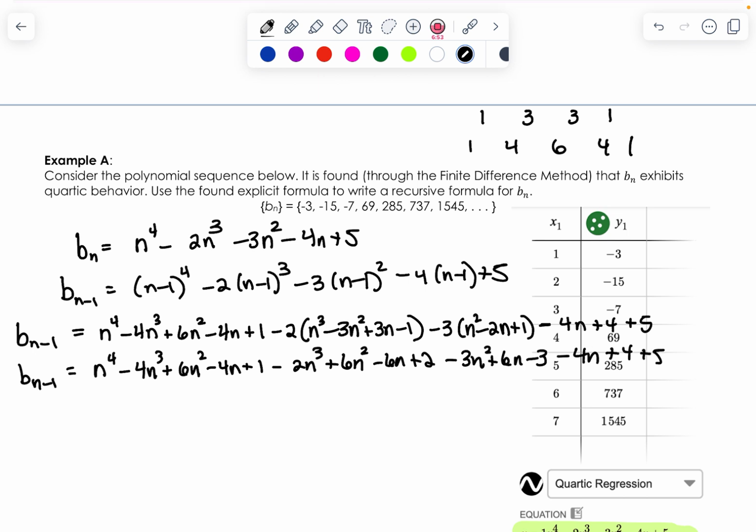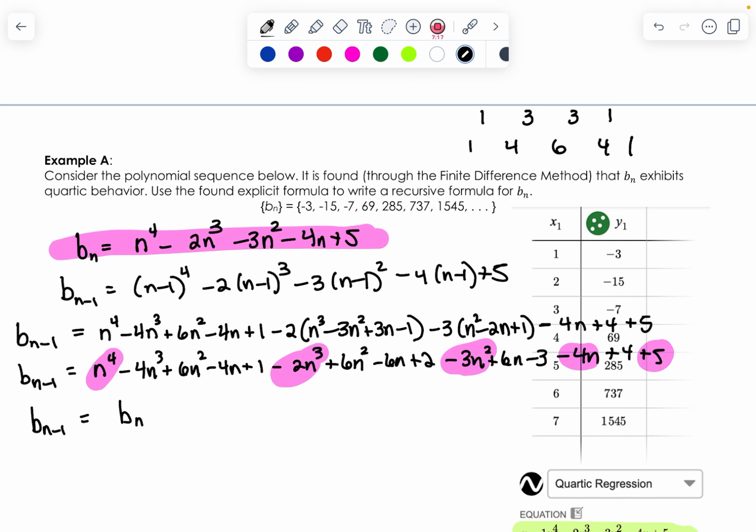And the reason why is what you're trying to do is find b sub n. So I'm going to highlight. There's n to the 4th, minus 2n cubed, minus 3n squared, minus 4n, plus 5. So my b sub n minus 1 is b sub n.